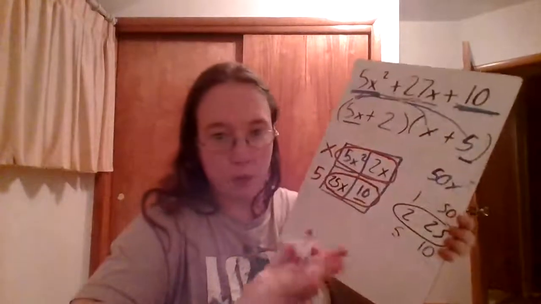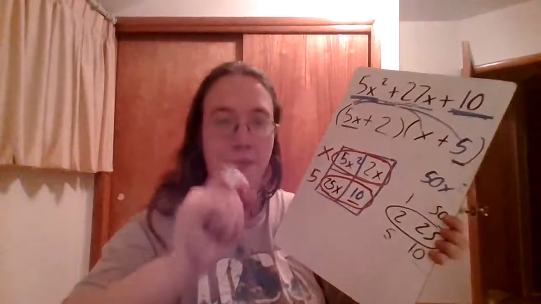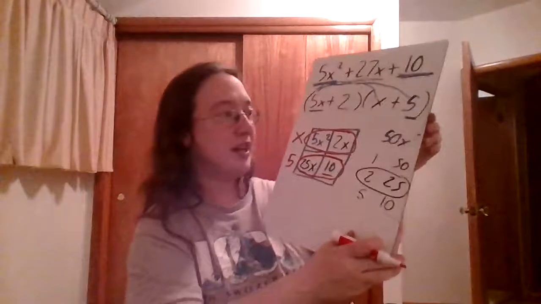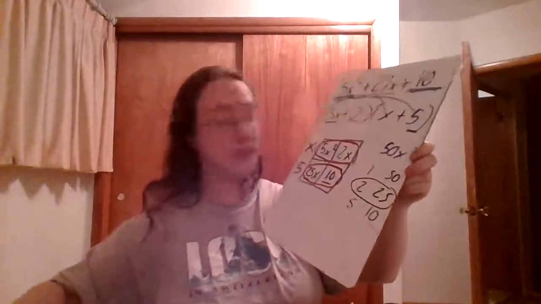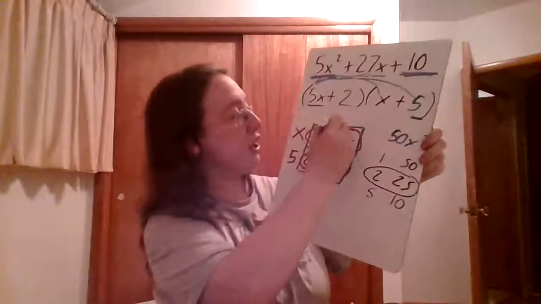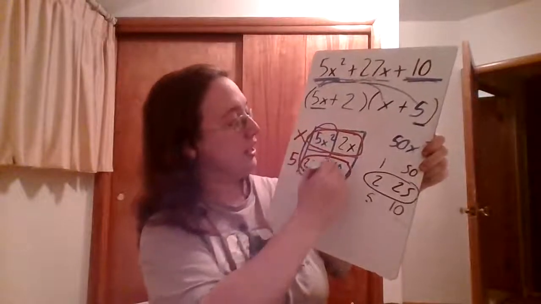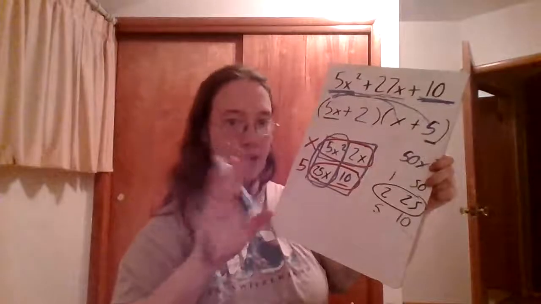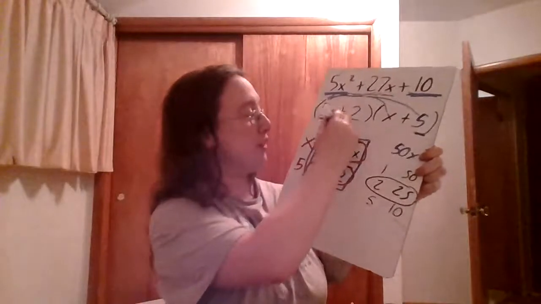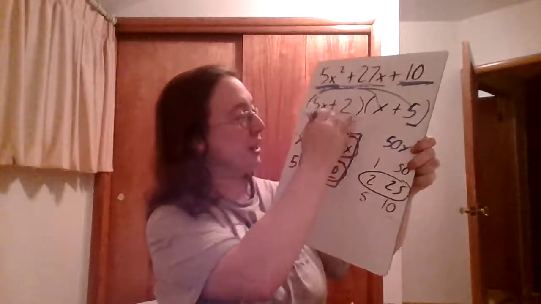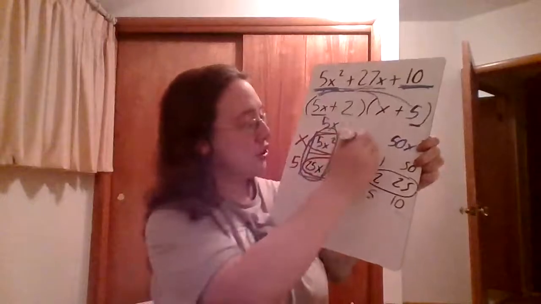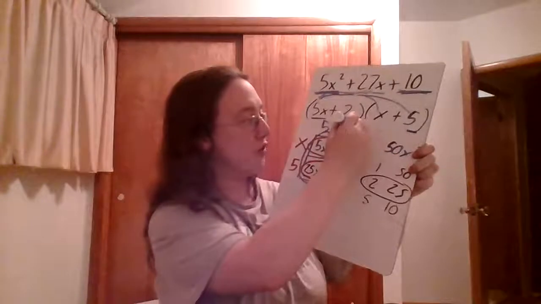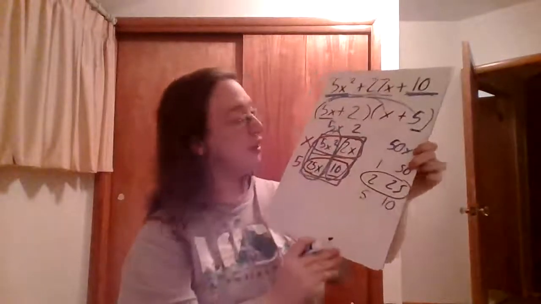Sometimes there might be more than one thing that goes into your numbers. If there's more than one thing, you're looking for the biggest number that goes into both of them. And now we're going to do the same thing, but with the columns. So I'm going to take this column here. And if I have a 5x squared and a 25x, 5 goes into both 5 and 25, and both of those things have an x. 2 goes into both 2 and 10. This one has an x, that one doesn't, so the x isn't coming out.